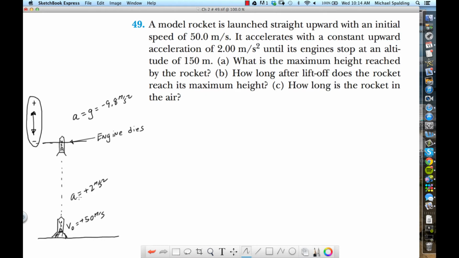All right, so I'm going to label this A1, A2. We're given X1. They tell us the height of the rocket when the engine dies is 150 meters. So that's X1. Now, when the engine dies, is the rocket just going to stop right there, like on a dime? What's going to happen? The rocket's going to keep going higher and higher, until finally, just like throwing a baseball up in the air.